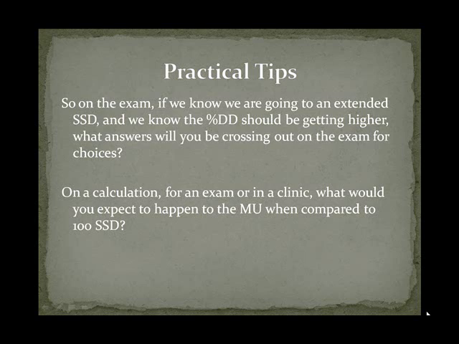So on the exam, if we know we're going to have an extended SSD and we know the percent depth dose should get higher, what answers are you going to cross out on the exam for choices? If you know you're going to expect to see a higher percent depth dose because of an extended SSD, you know to cross out the smaller percent depth dose numbers for choices. So do that right off the bat if that's what the question is asking you. That way you know if you mess up your formula, then you aren't going to pick one of those wrong answers.